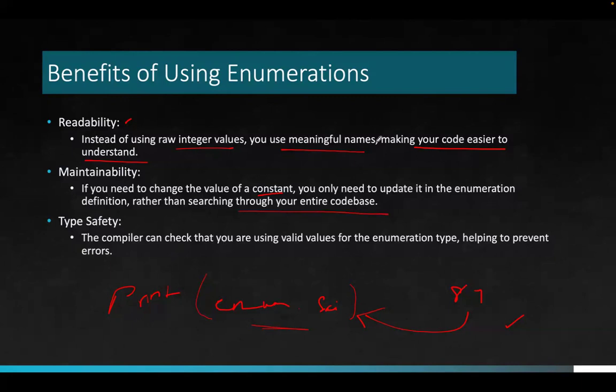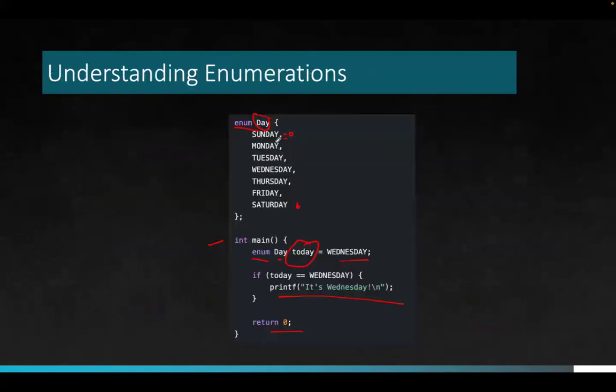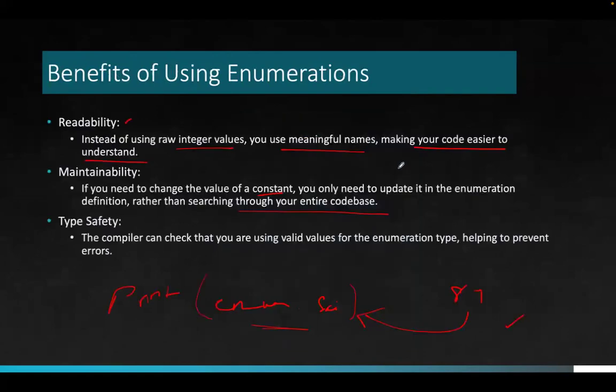Let's say in the previous example, this starts with 0 and ends with 6. But let's say the requirement changes in future, and the customer says Sunday is 20. Now the rest of the numbers are 21 to 26. So instead of changing every variable, you just assign Sunday to 20, and your code gets updated automatically. You don't need to change any line in the code. This is called maintainability.